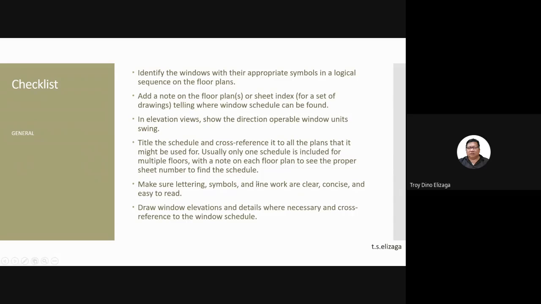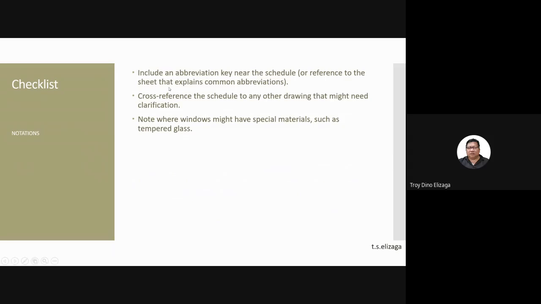Make sure lettering, symbols, and line work are clear, concise, and easy to read, and draw window elevations in detail where necessary, and cross-reference to the window schedule. So in terms of notation, include an abbreviation key near the schedule, and then cross-reference the schedule to any other drawings that might need clarification. Note where windows might have special materials such as tempered glass. Okay.